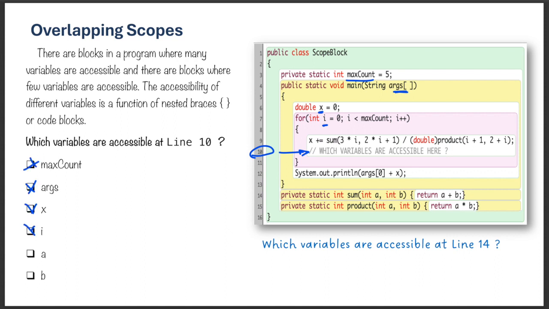And then we want to say, well, how about the variables a and b? And if we look, these are inside of different methods, and those belong to a different block. So those are not accessible at line 10.